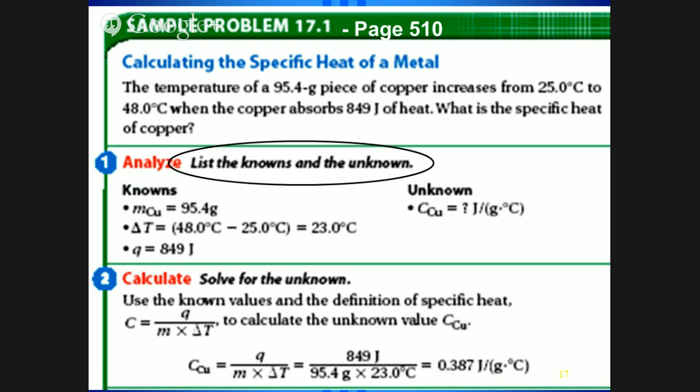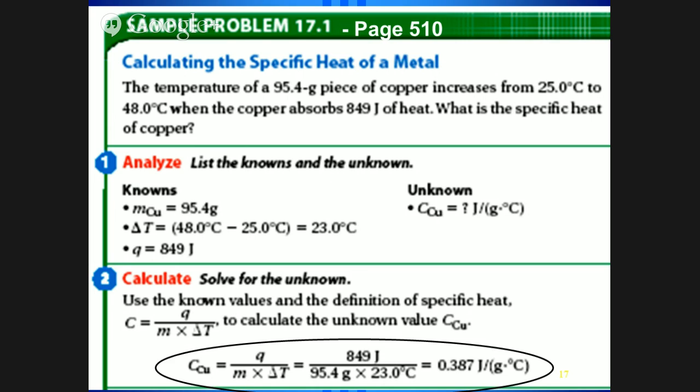Our Q is 849 joules. So when you see in a problem that they give you a number that's in joules or in calories, they're telling you the Q in that case. And one thing we don't know is the specific heat, the C of the copper. So we can take our equation, Q equals mc delta T, and rearrange it for the C. So it's basically Q over the m and the delta T part. And then it's just a matter of plugging in our numbers. And we end up with 0.387 joules per gram degrees Celsius.